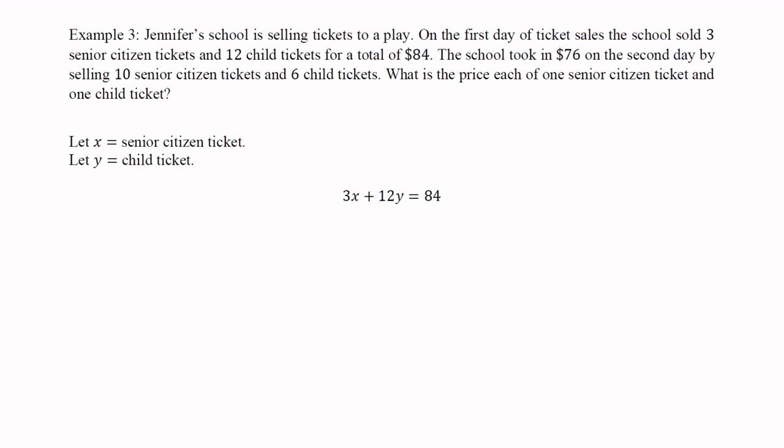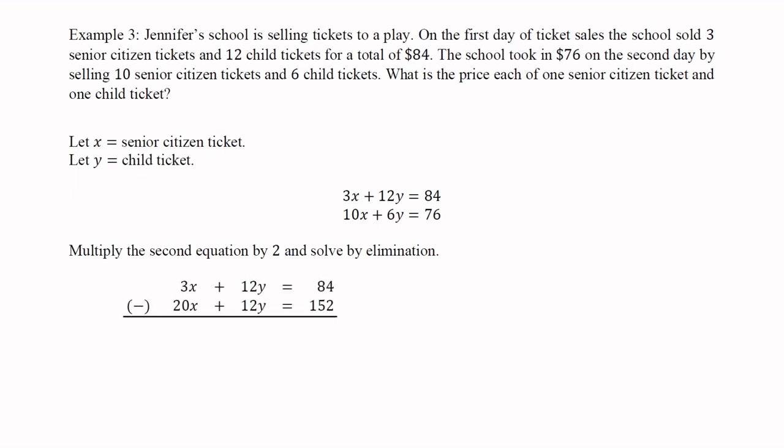The second day, we sold 10 senior citizen tickets, so 10X, and 6 child tickets, so 6Y, for a total of $76. So we have 10X plus 6Y equals 76. Now that we have our system of equations, we can solve. Now we are going to multiply the second equation by 2 and solve by elimination, because if we multiply 6 by 2, we would get 12.